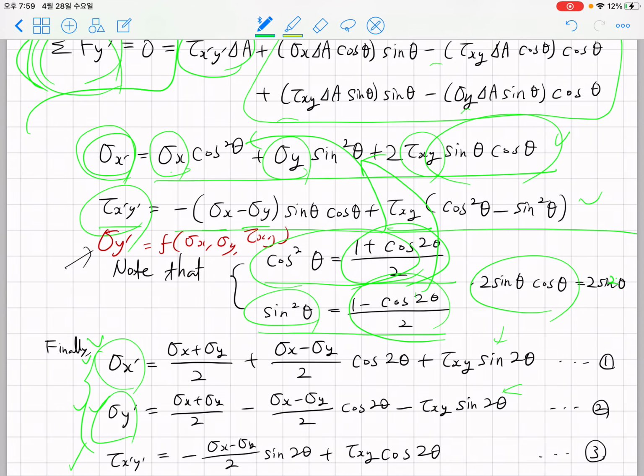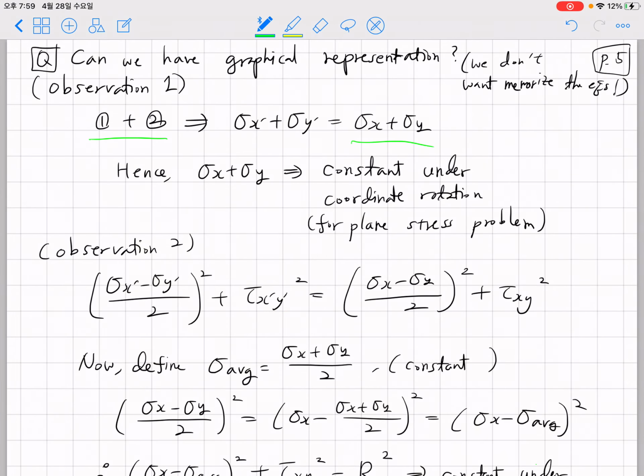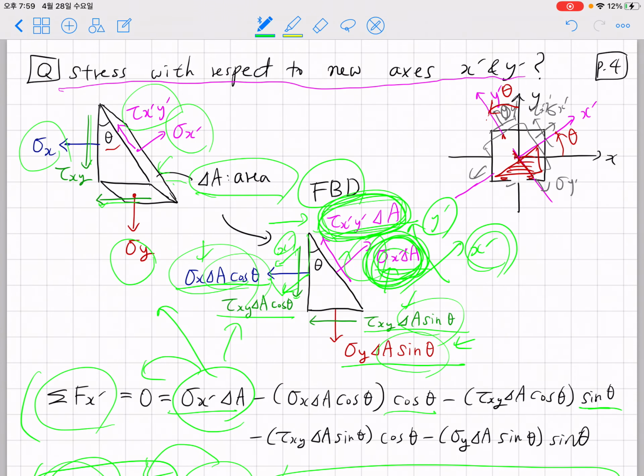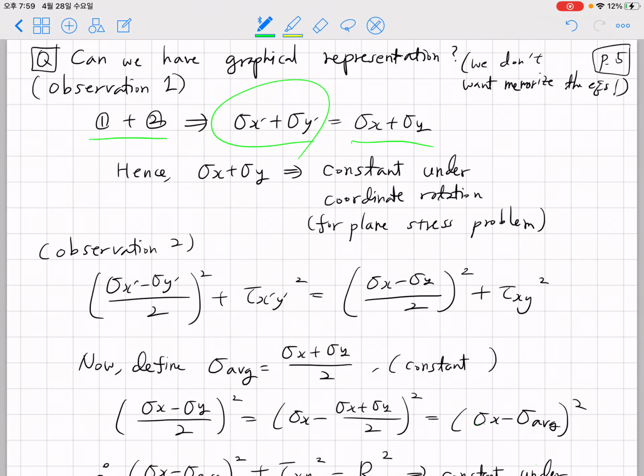You're going to end up having the right hand side summation be sigma x plus sigma y. So what it means is that for this stress state, if you have an xy coordinate system and an x prime y prime coordinate system, under this coordinate notation, the reading for sigma x prime plus sigma y prime is conserved. Even though you rotate the coordinate system, at least the sum of normal components will be conserved. So this is the first observation.